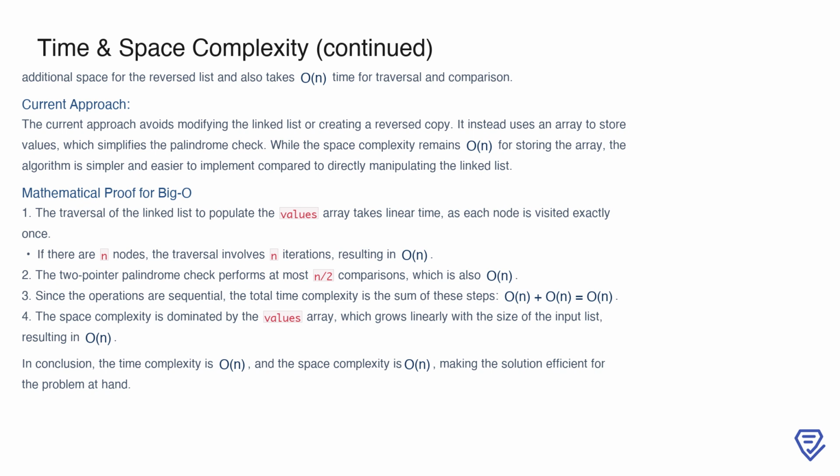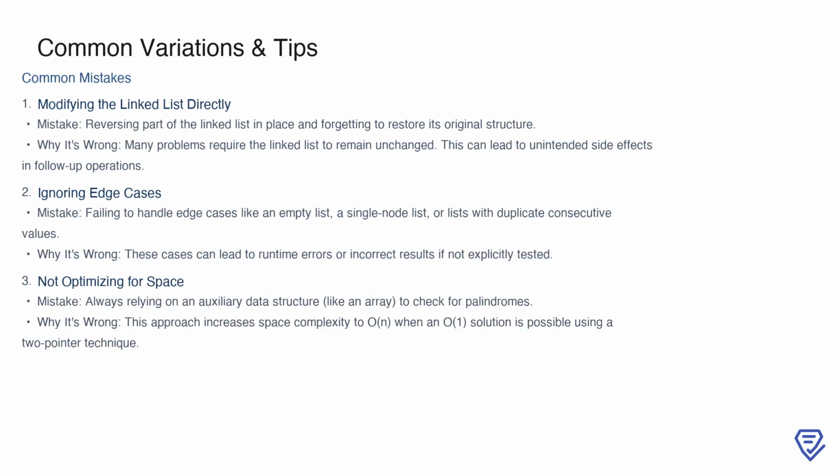Summing these steps gives a total time complexity of O(n). The space complexity, dominated by the values array, remains O(n) as well. This combination makes the solution both time efficient and memory efficient for solving the problem of determining if a linked list is a palindrome. When solving the palindrome linked list problem, there are several common mistakes to watch out for.